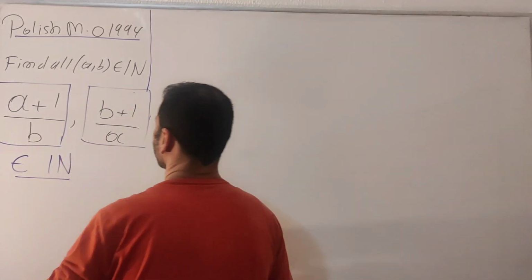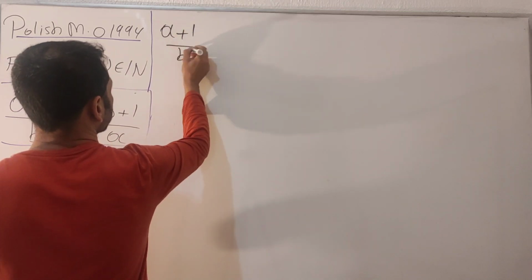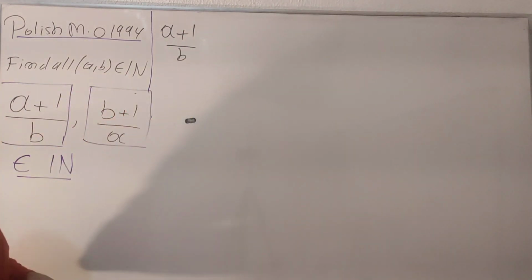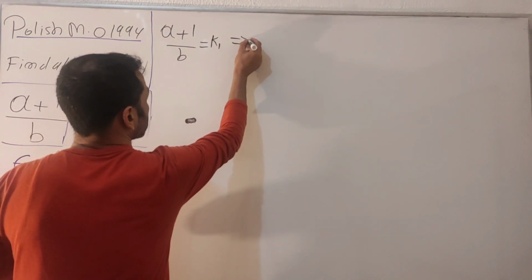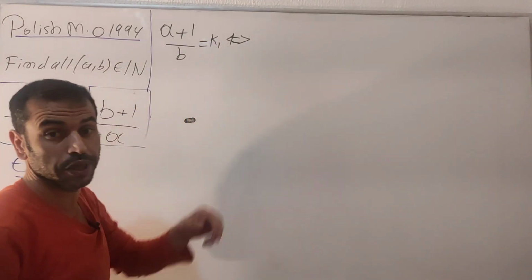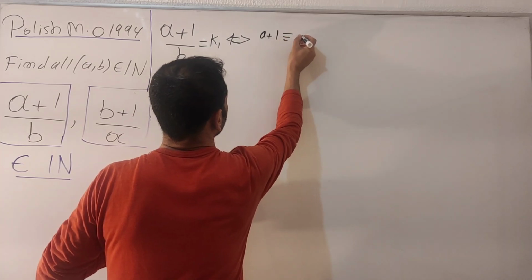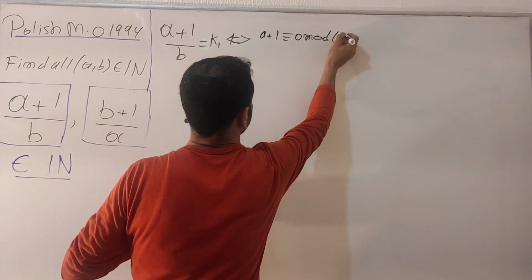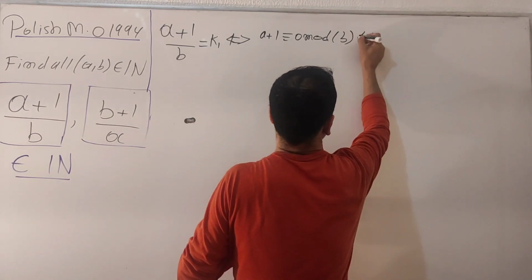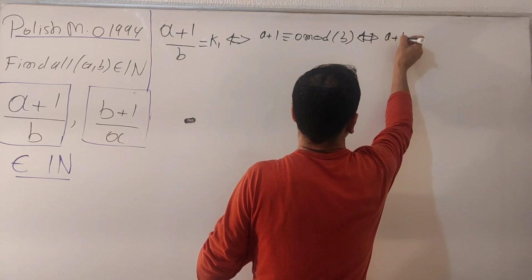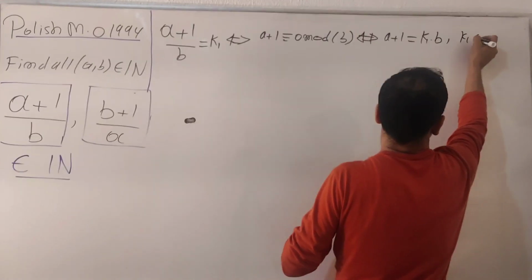So we get A plus 1 over B is a natural number. Let's set this equal to K1. According to the divisibility definition, A plus 1 is congruent to 0 mod B. This is equivalent to A plus 1 equals K1 multiplied by B, where K1 is a natural number.